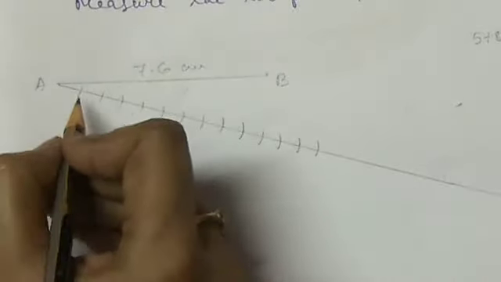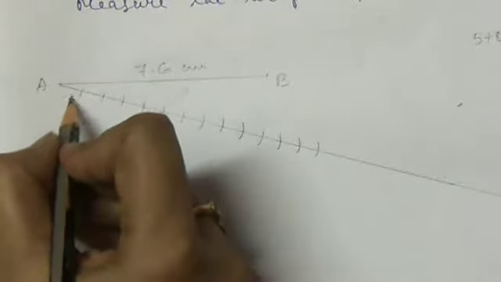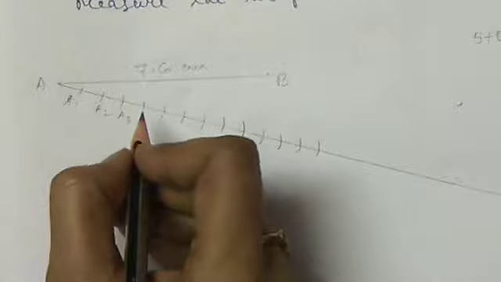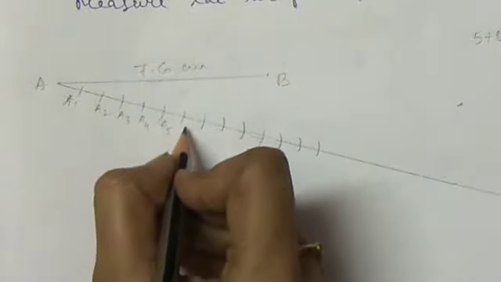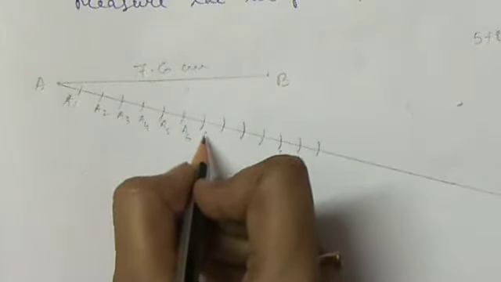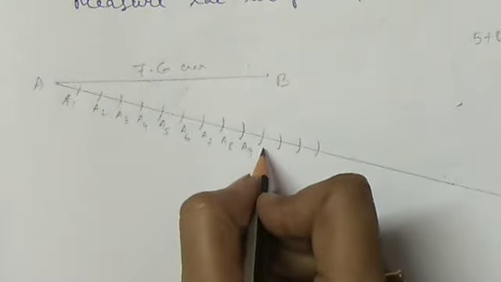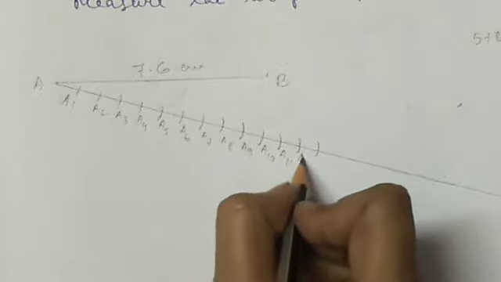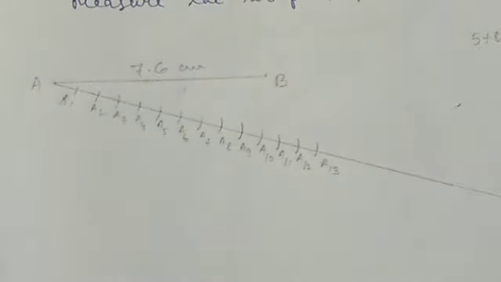So all the parts are named A1, A2, A3, A4, A5, A6, A7, A8, A9, A10, A11, A12, and last one A13. Why have I taken A? Because this point is A, so I have taken A1, A2.